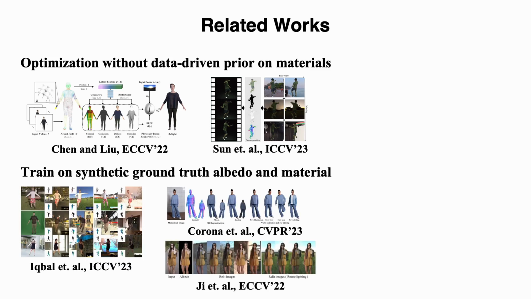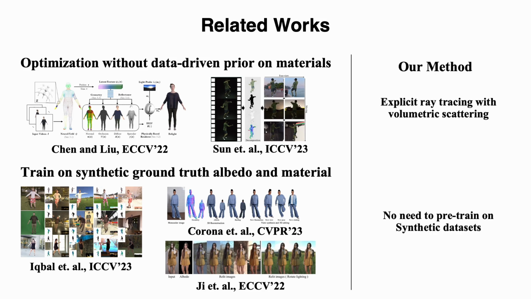Another branch relies on pre-training on ground truth 3D assets. Such approaches can often achieve high-quality results on within-distribution test data. However, it is very expensive to acquire such 3D assets on a large scale.